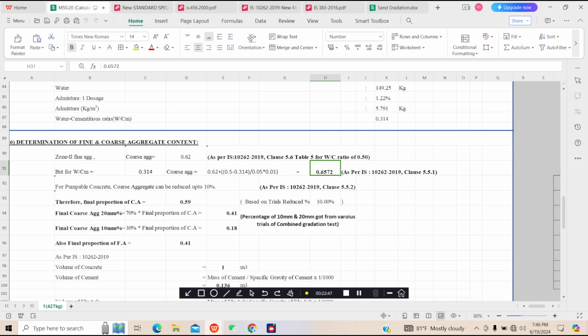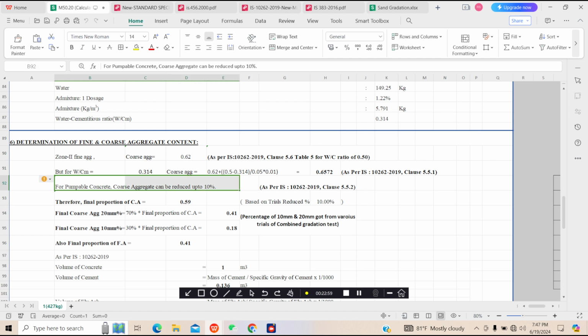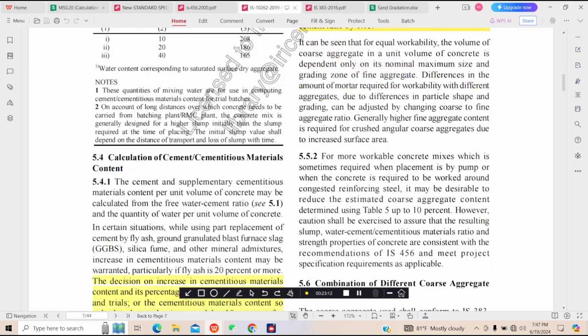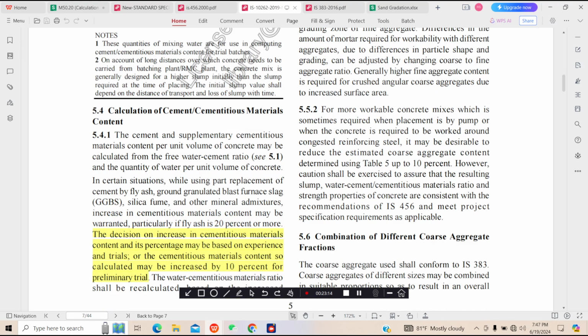And one more thing, the concrete that we are using in our site is pumpable concrete. We have to pump it through the pump. So for pumpable concrete, coarse aggregate can be reduced up to 10%, which they have mentioned in IS 10262 clause 5.5.2. Yeah, here they have mentioned.